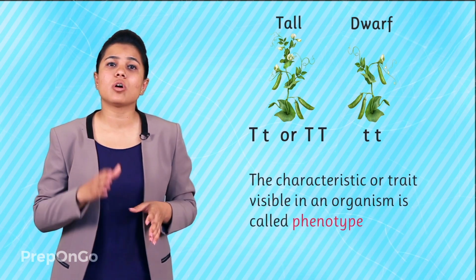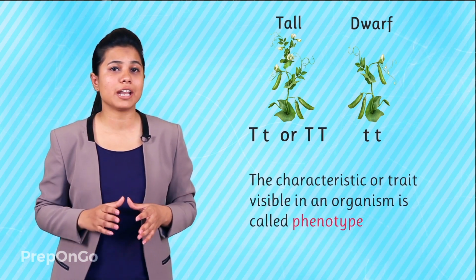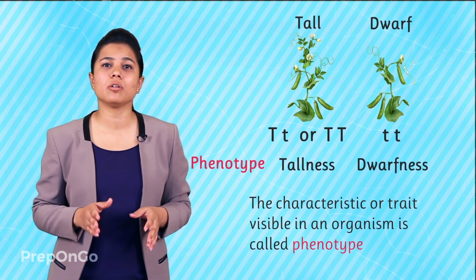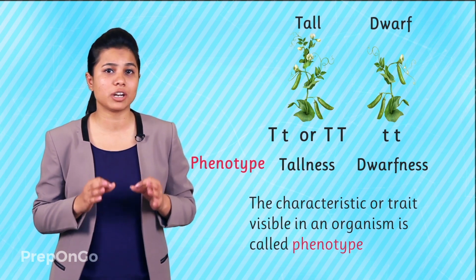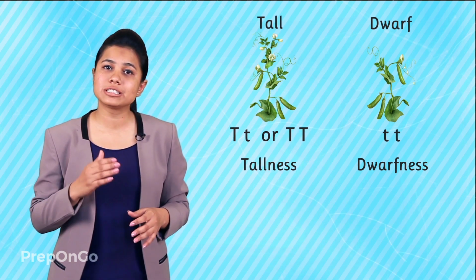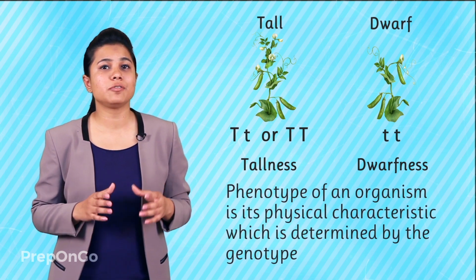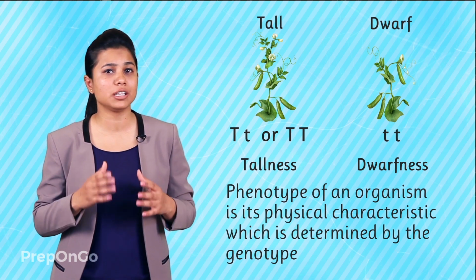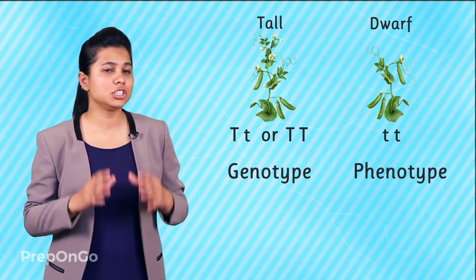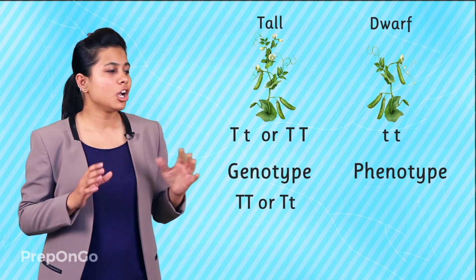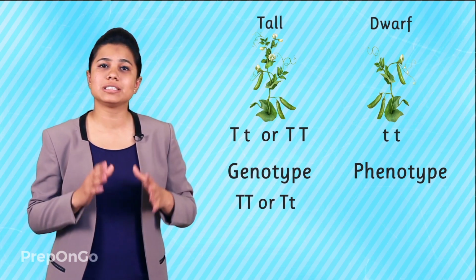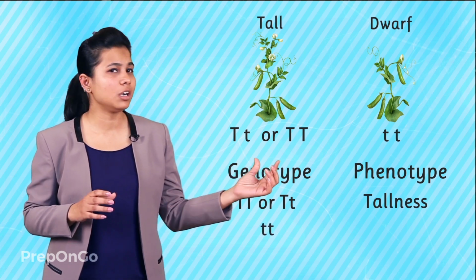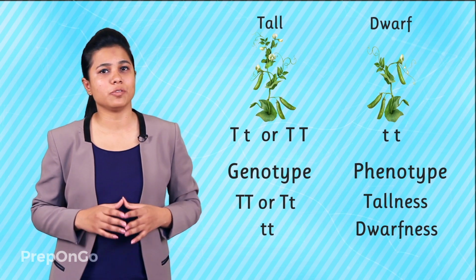The characteristic or trait which is visible in an organism is called phenotype. For these two plants, being tall and being dwarf are phenotypes because these traits are visible to us. So in simpler terms, we can say that the phenotype of an organism is its physical characteristics, which are determined by the genotype. For example, the genotype capital T, capital T or capital T and small t resulted in the phenotype tallness, and the genotype small t, small t resulted in the phenotype dwarfness.